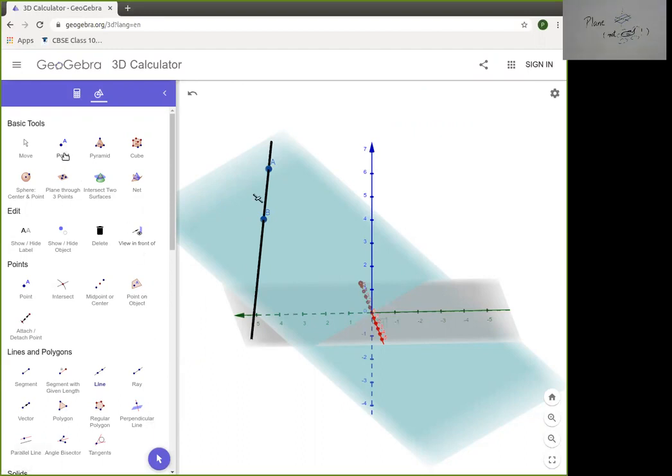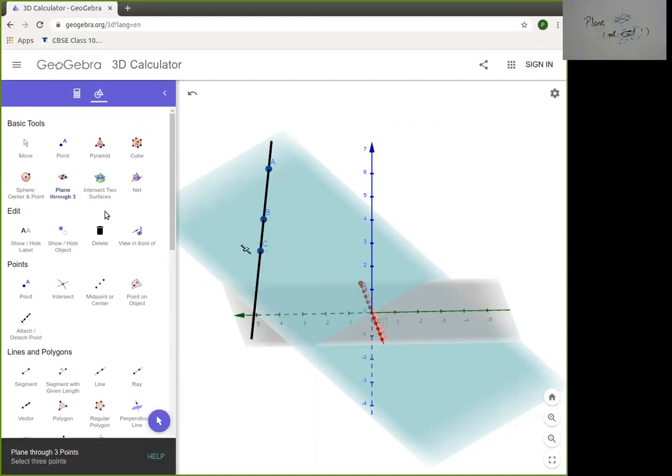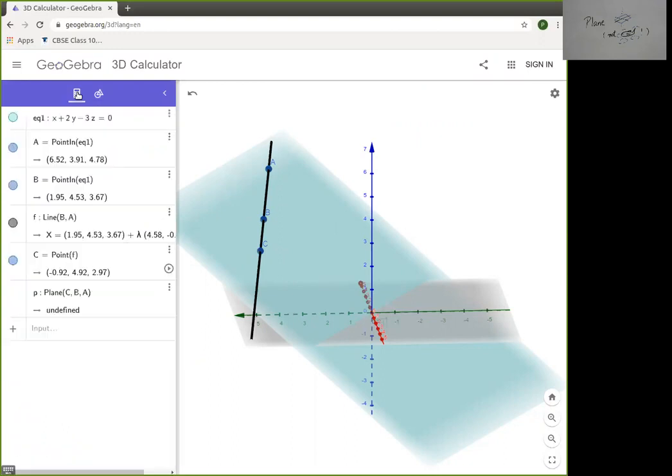So let's see what if there is another point on the same line. Let's try to see if we can find a plane which is passing through these 3 points. So a plane through 3 points, C, B, and A. If you see, that is not defined. The reason was already discussed in the last video: there could be infinitely many planes passing through this particular line, so it will not uniquely determine this plane.